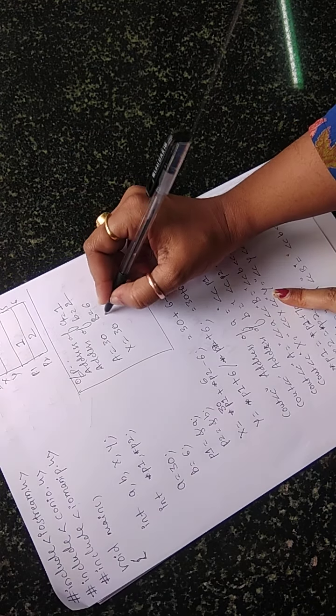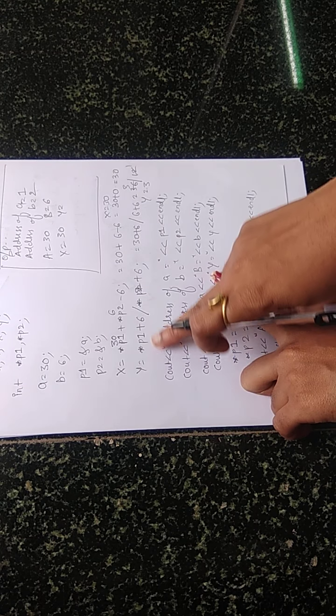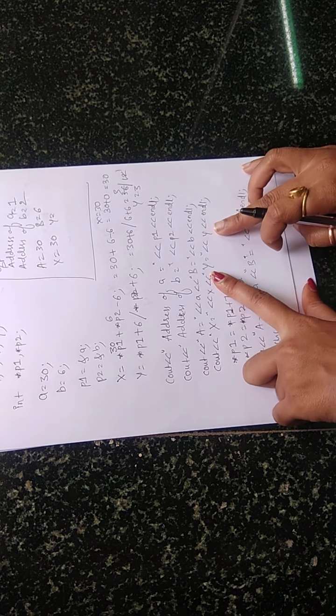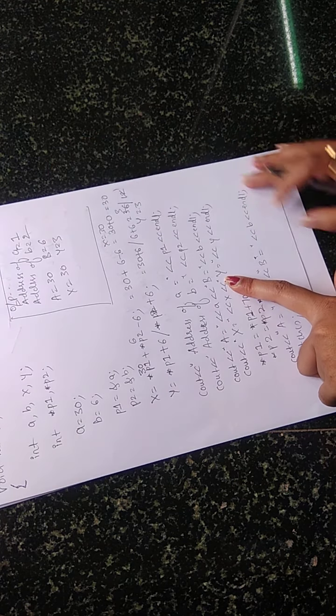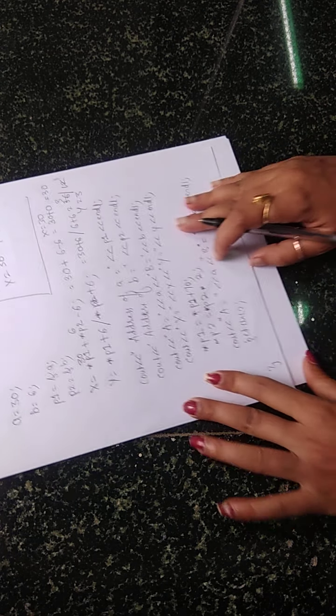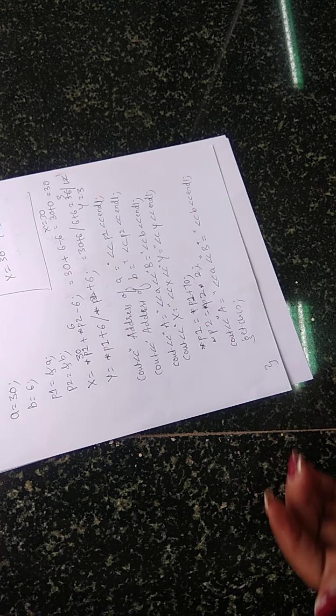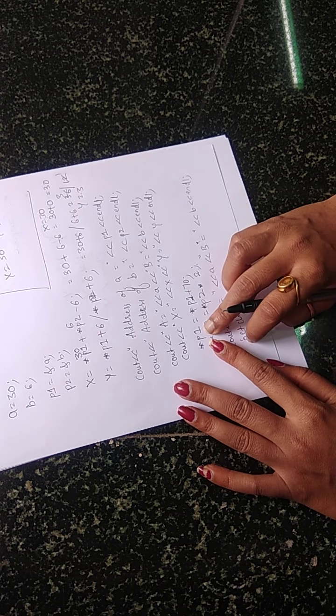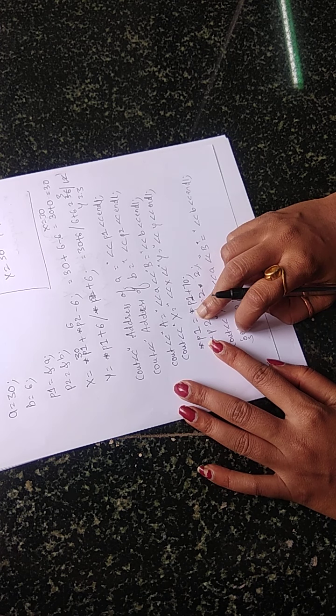Next, Y is equal to. After performing this operation, what is the Y value? Y value is 3. So, the Y value we are printing, 3 will be printed. Then, after this, we are performing some more operations. Done. Now, come back. Asterisk P1 is equal to, what are we telling?